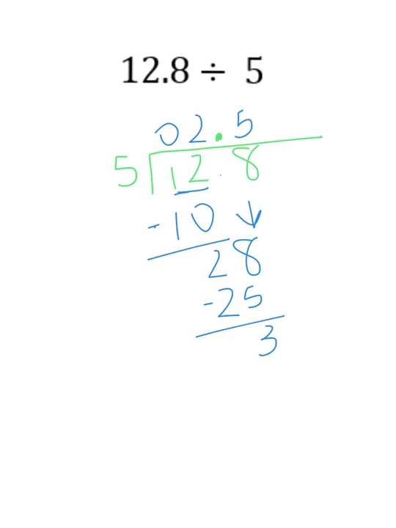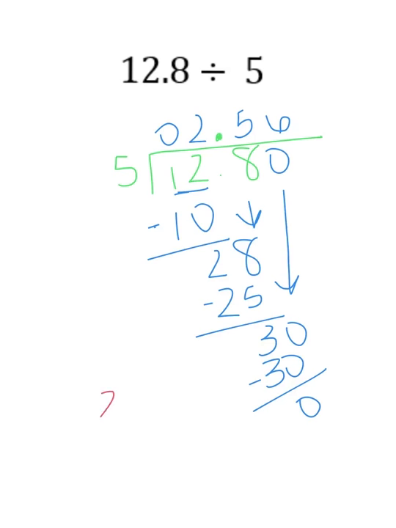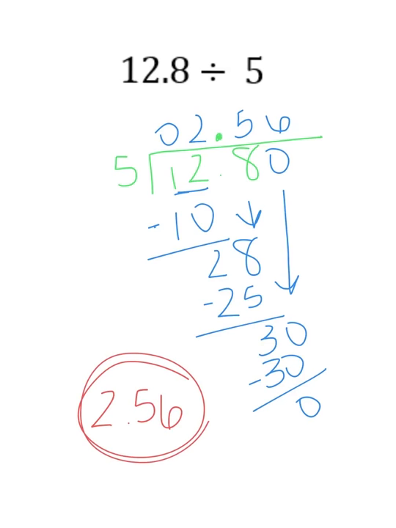Again, I don't want to have a remainder. This remainder of 3 is not okay, so I'm going to have to add a 0 and bring it down. Now I can do 30 divided by 5, which is 6. And 6 times 5 is exactly 30. Now I have nothing left over. That's when I know I'm done, so my final answer is 2.56.